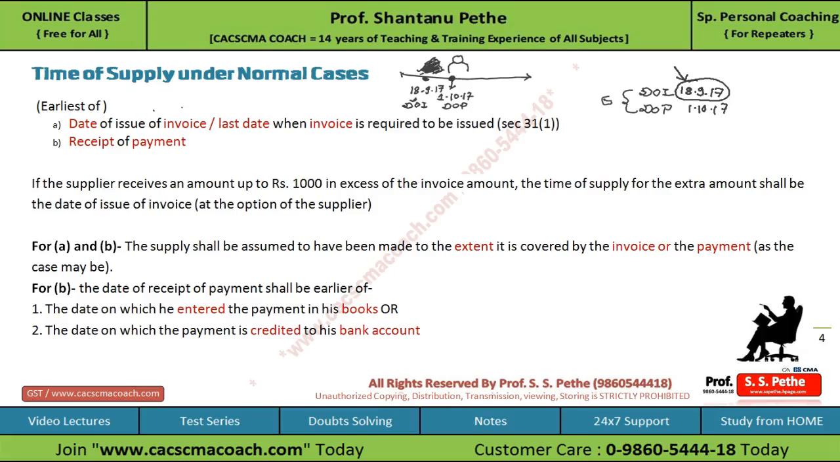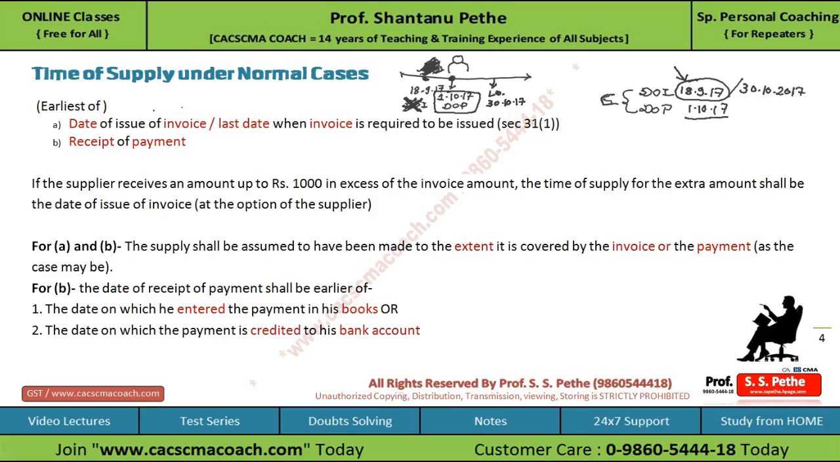Suppose we assume that he did not issue the invoice at all. Whatever goods he has supplied, he has not issued the invoice at all, but he has received the payment as on this date. Now in this case you have to check the last due date for issue of invoice for this supply. Let's assume the last date for issuing the invoice for this supply was, let's say, 30th of October 2017, then you have to check the earlier of these two. That is, the last date of issue of invoice was 30th of October 2017 and the date of receipt of payment was 1st October.